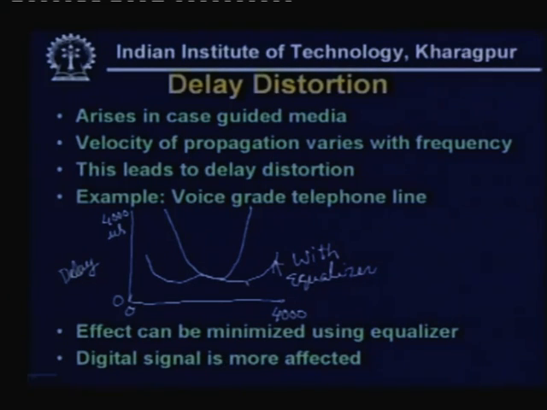And in this particular case, the digital signal is more affected. As we know, a digital signal will have many high frequency components. So we find that the delay distortion affects a digital signal more than an analog signal. This is opposite to that of attenuation distortion.